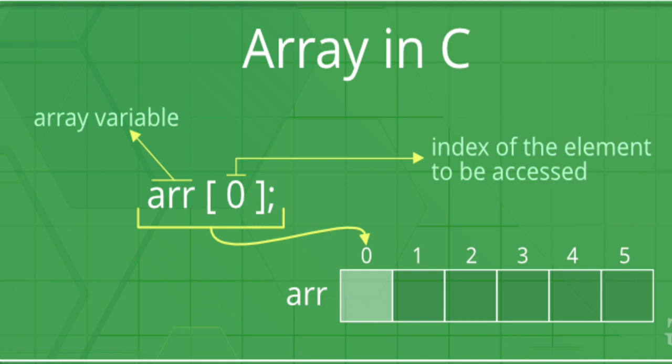For example, roll numbers of students can be an array because they're the same data type, which is numbers or integers, right? And each value is different. Hence, they are arrays.